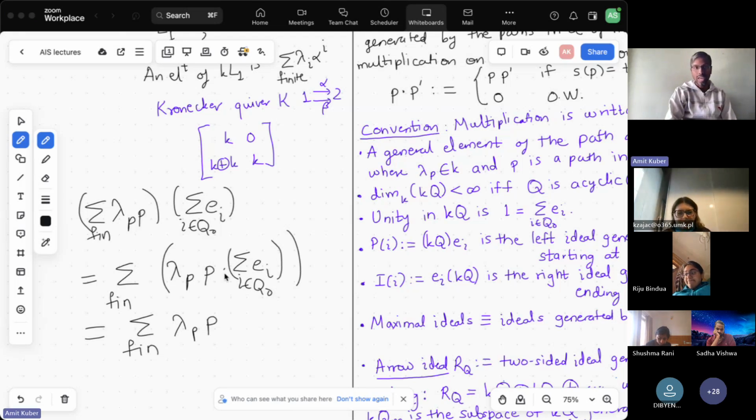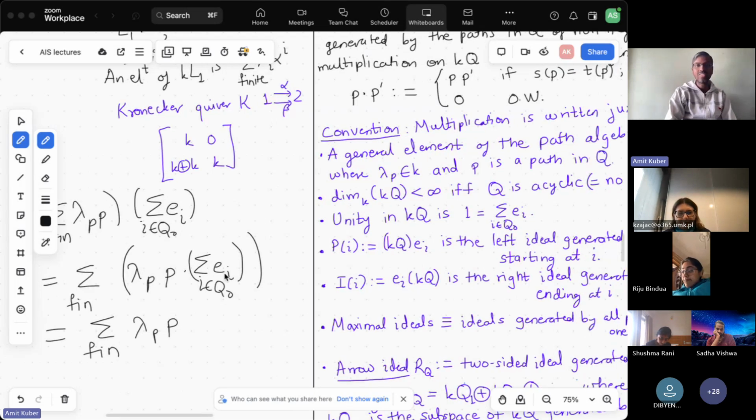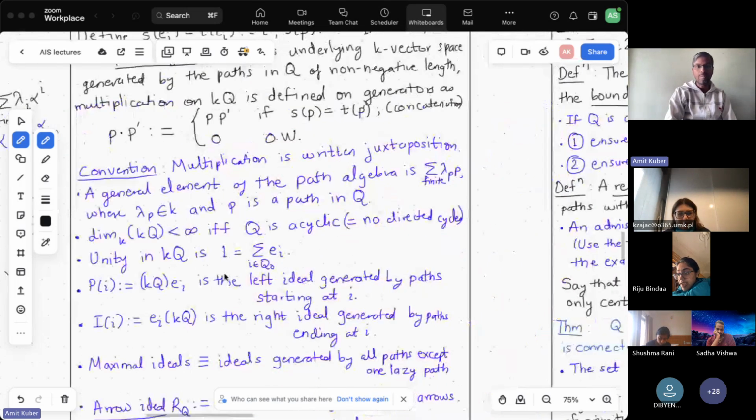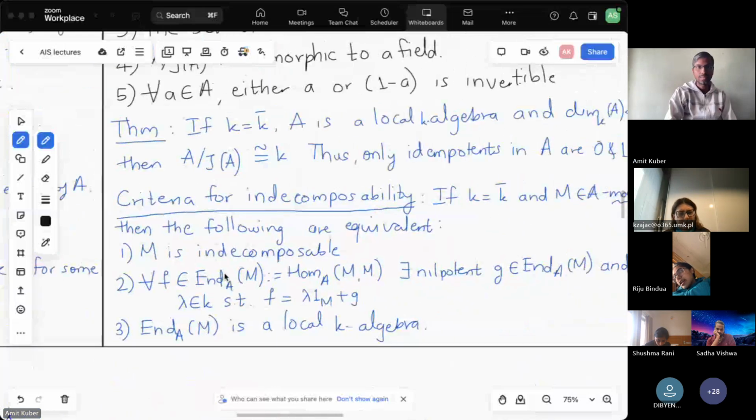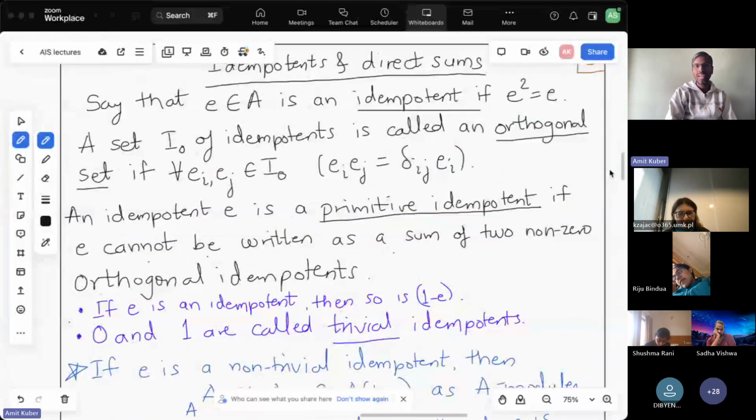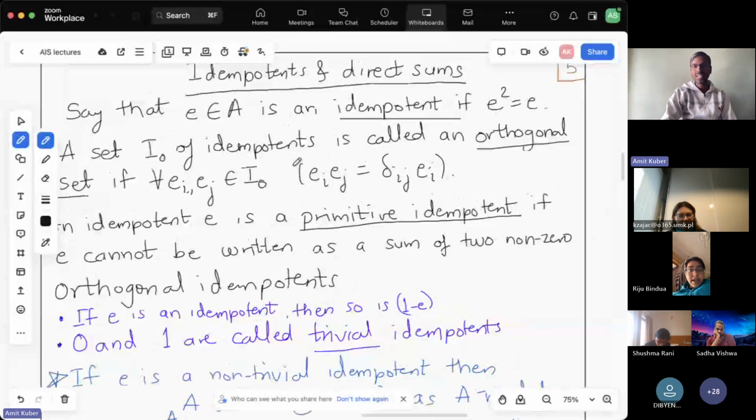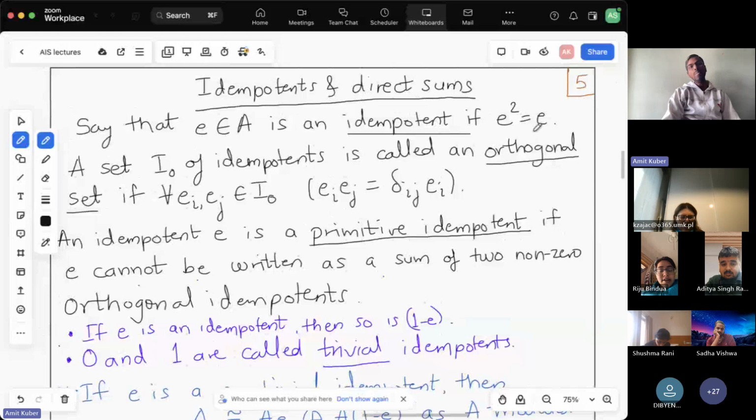Okay. So these e_i's actually have some very special property, and I'm going to show you just that. We missed this part yesterday because we wanted to talk about something more interesting related to quivers. So idempotents and how they are related to direct sums. This is again some background material. So let me recall that an idempotent is an element whose square is itself. We saw this yesterday very briefly.